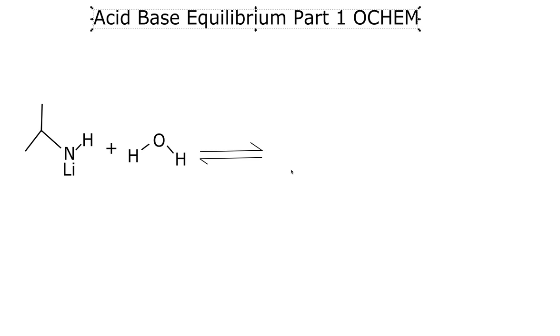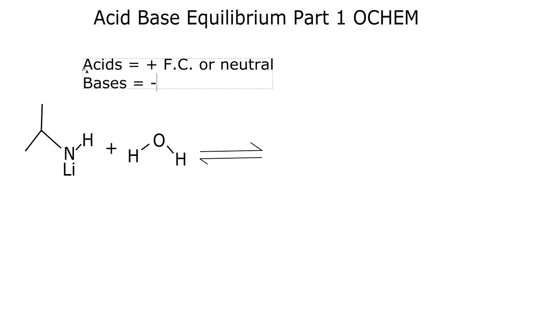In these videos I will show you which side of an acid-base equilibrium problem is favored. And a good note to know is that acids tend to have a positive formal charge while bases tend to have a negative formal charge or neutral. So acids, let me write this down. Acids equals positive formal charge, FC for formal charge, or neutral. Bases tend to have a negative formal charge or neutral.